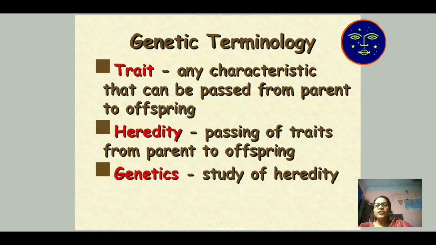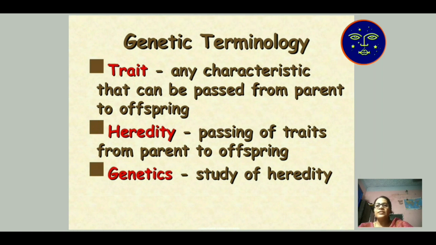The genetic terminology for your genetic study. First is trait. Any characteristic that can be passed from parent to offspring is known as a trait. Heredity is the passing of traits from parent to offspring, and the study of heredity, that is the study of DNA material from parents to offspring, is known as genetics.